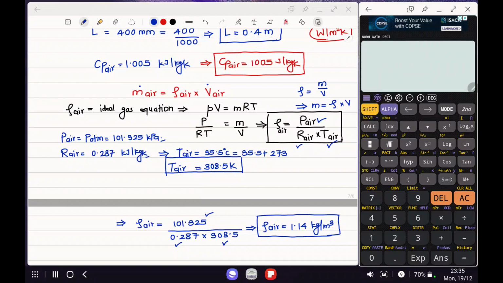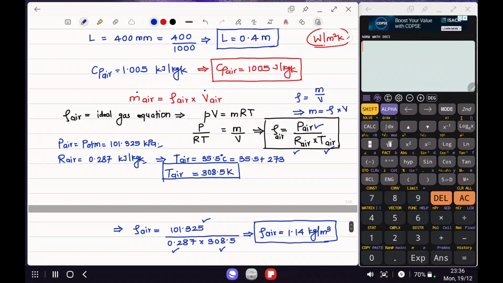Also, I can do the same thing with the help of a general calculator. You just need to do this: 101.325 divided by, for the entire denominator you need to open the bracket, put in the product, that is 0.287 multiplied by 308.5. See, if you manage the brackets properly, you get the same answer. So no need to worry even if you do not have this type of calculator. So density of air is obtained. Don't forget about this equation. This is what we are dealing with.